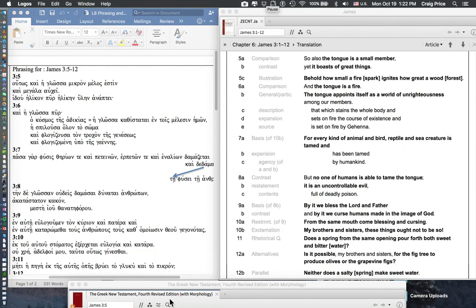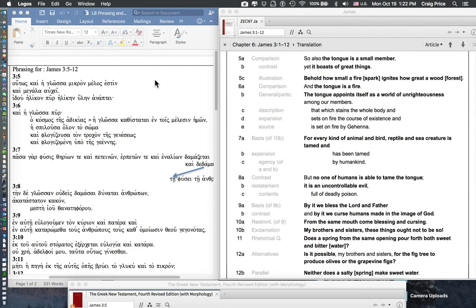Hello, class. Lesson 8 has a couple of really tough verses in it. I thought it would do us all some good to go through these and to look at how they're being phrased and how you translate some of these verses.